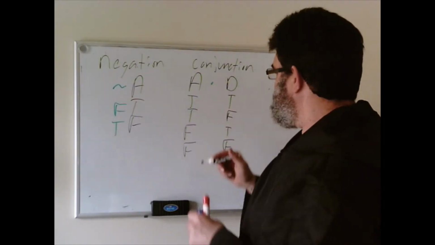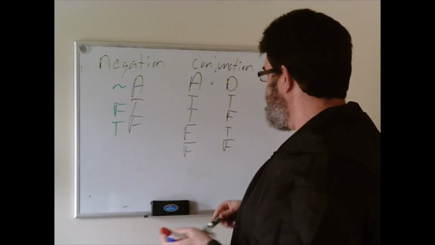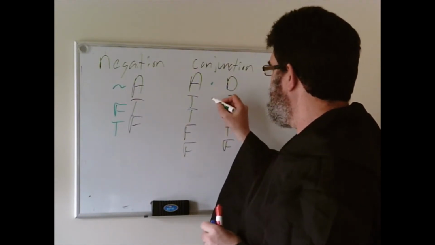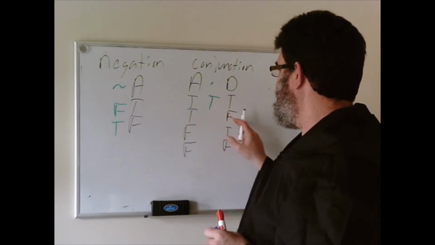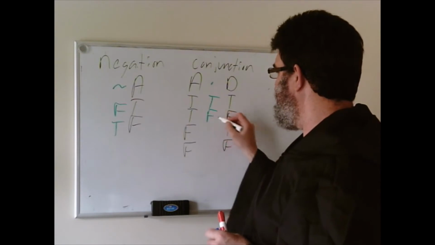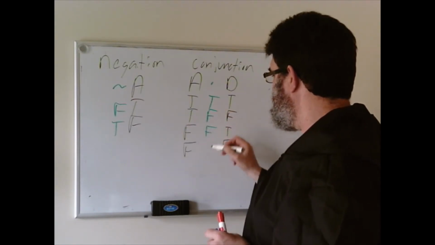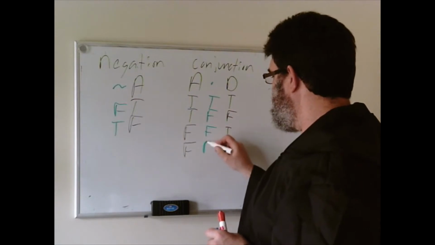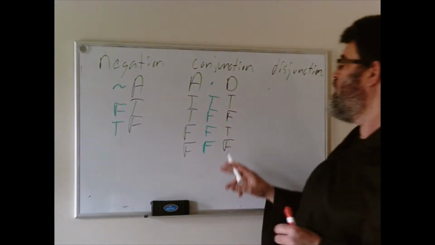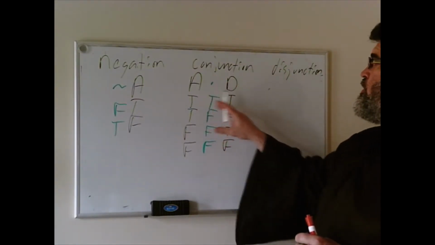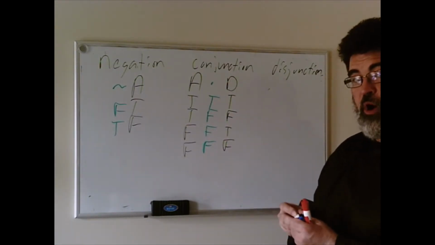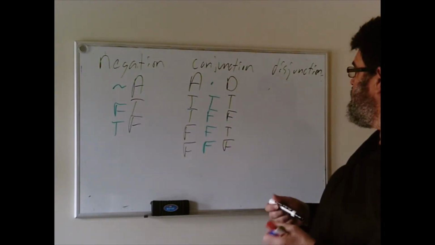So if A is true and D is true, then A and D is true. But if A is true and D is false, then A and D is false. And if A is false and D is true, then A and D is false. And if they're both false, then it is false. A conjunction, then, is only true if both sides are true.